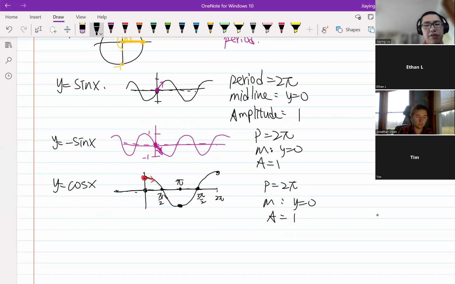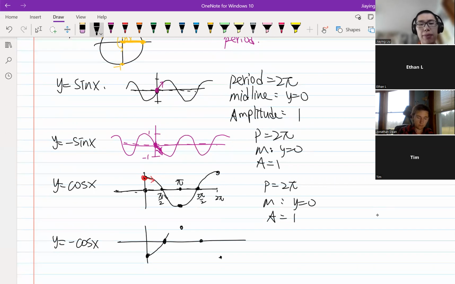And what about y equals negative cosine x? That's just going to be a reflection of cosine x. So if we take cosine x and reflect it over the x-axis, the highest point is going to correspond to the lowest point. The point on the x-axis stays. The lowest point is going to be the highest point, and so on. So it goes from the lowest point, up, past the midline, the x-axis, to reach the maximum, and then it comes down and reaches the lowest. So that's where the starting point is for negative cosine.